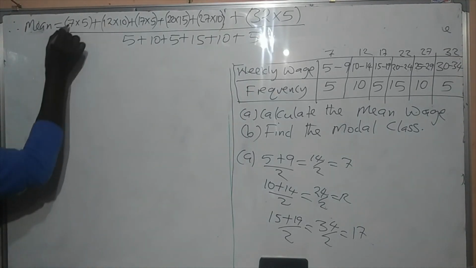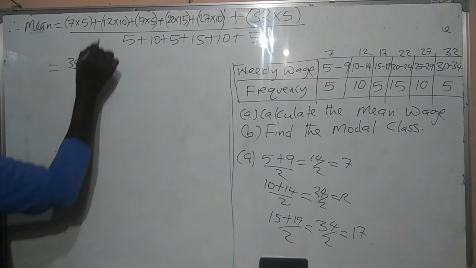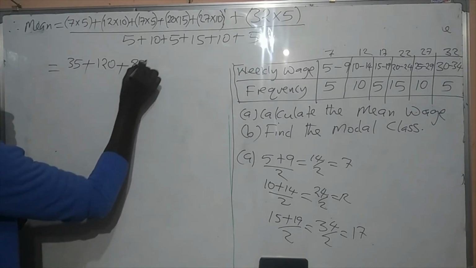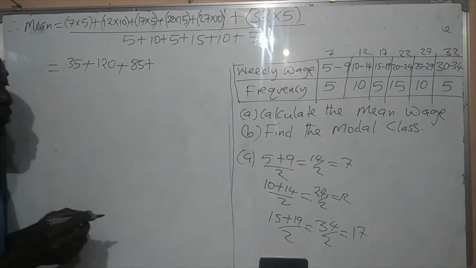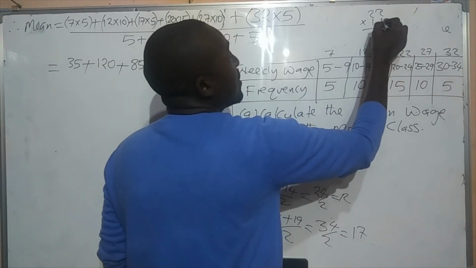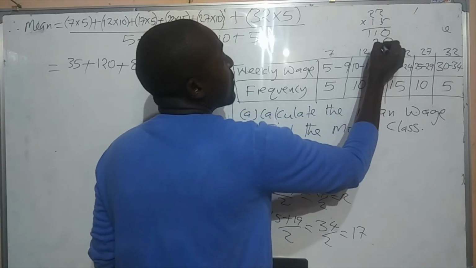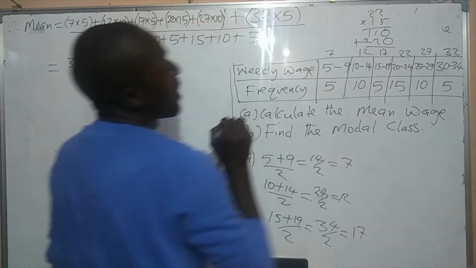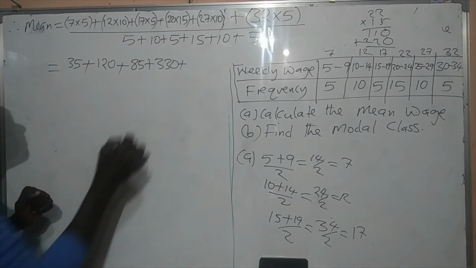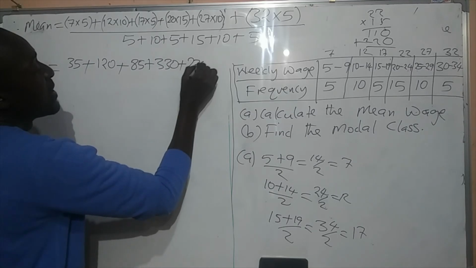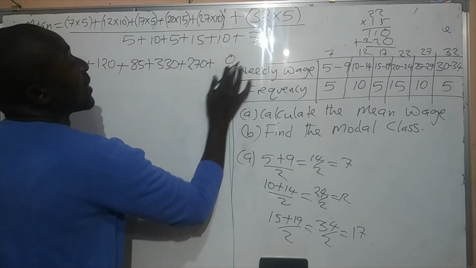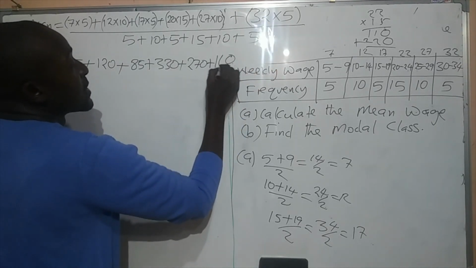And so this is going to be equal to 7 times 5 here is 35, plus 12 times 10 is 120, plus 17 times 5 is 85, plus 22 times 15. We have to calculate this one. 22 times 15 gives us 330. So 22 times 15 is 330, plus 27 times 10 is 270, plus 32 times 5 is 160 here.